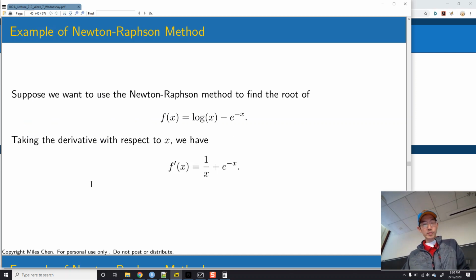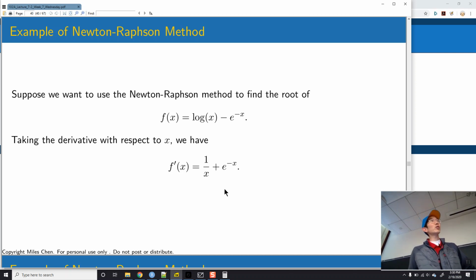Here we'll say our function is log of x minus e to the negative x, and we can ask, what's the derivative? Because we need to figure that out. The derivative of log of x is 1 over x. The derivative of e to the x is e to the x, but we apply the chain rule, which is -1 here, so it becomes plus e to the negative x.